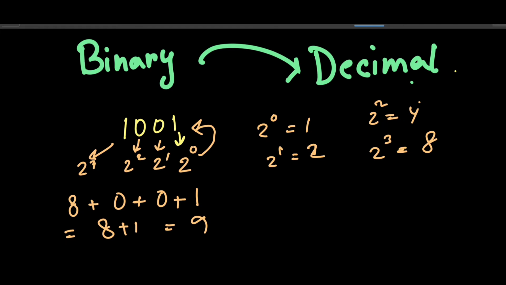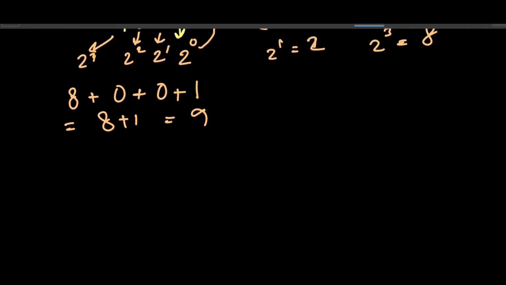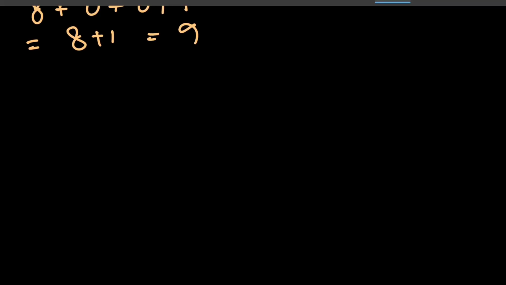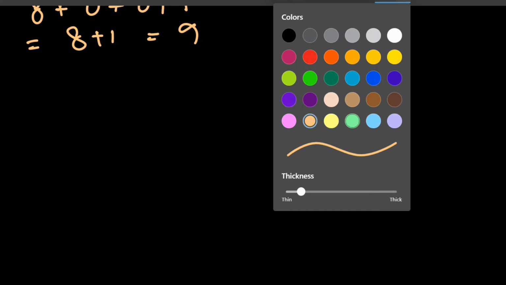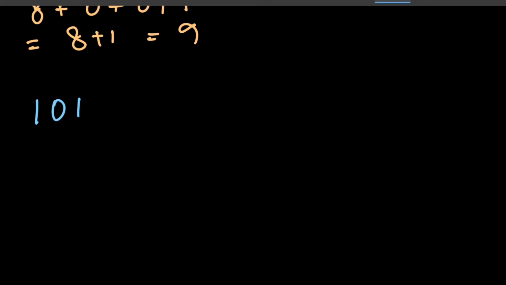So let's do some more practice. Like if you want to convert the binary number 101001 into a decimal number, how are you going to do this? Similarly, we have to do this with 2 to the 0, 1, 2 squared, 2 cubed, 4th power of 2, 5th power of 2, isn't it?